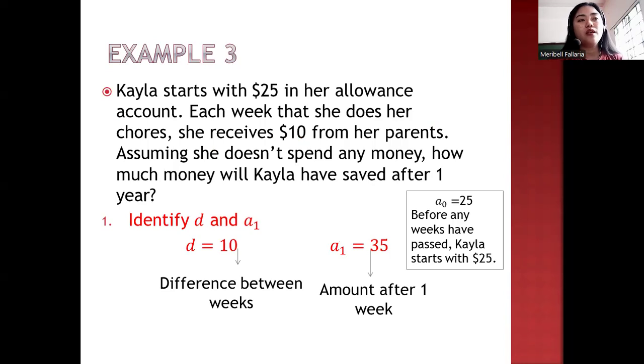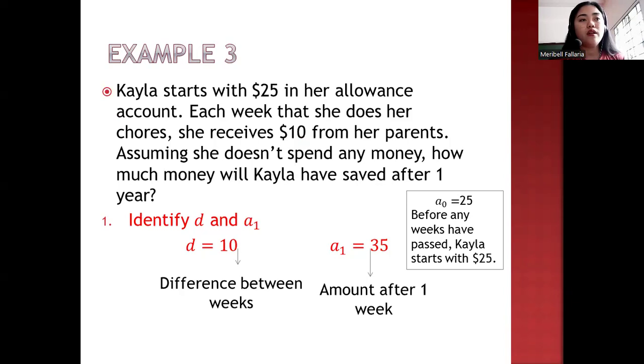Kayla starts with $25 in her allowance account. Each week that she does her chores, she receives $10 from her parents. Assuming she doesn't spend any money, how much money will Kayla have saved after 1 year? So, how much does Kayla receive as the difference between weeks? $10. So that will be our common difference.